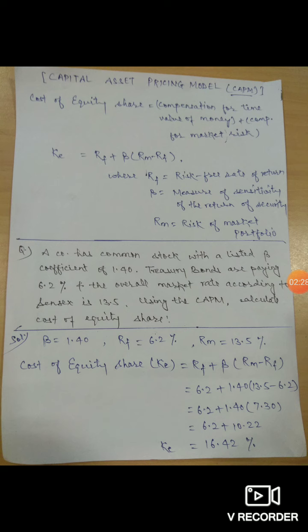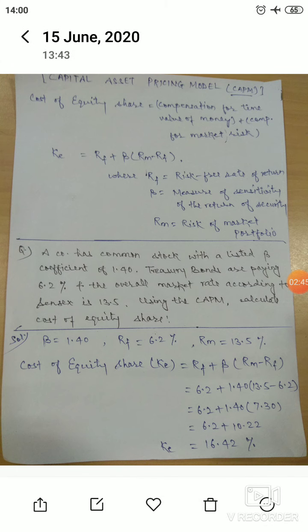And as per the details of the question, it is very clear to us that the beta value has been given as 1.40, and the treasury bonds are actually the bonds issued by the government or issued by RBI on behalf of the government of India, and these bonds actually carry risk-free return. There is actually a return which is risk-free, so the value of RF is 6.2%, and the overall market rate according to Sensex is given to us as 13.5, so the value of RM is 13.5.